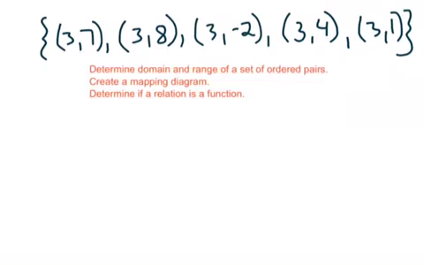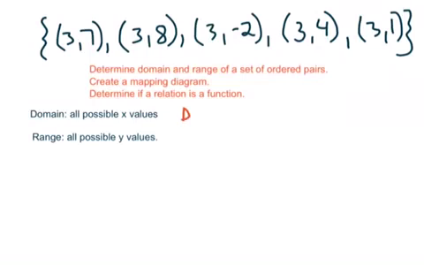Okay, so for this particular problem we have just a bunch of ordered pairs. First thing we can do is determine the domain and range. The domain is all possible x values, whereas the range is all possible y values. So for domain I'll just put a D. I'm going to use these curly brackets for a set, and then all possible x values. I have a 3, and what I notice is that all my x values are 3. That means the only possible x value is the number 3.